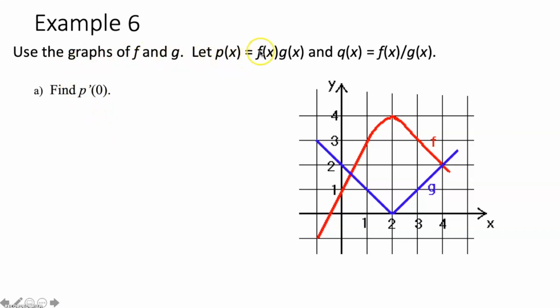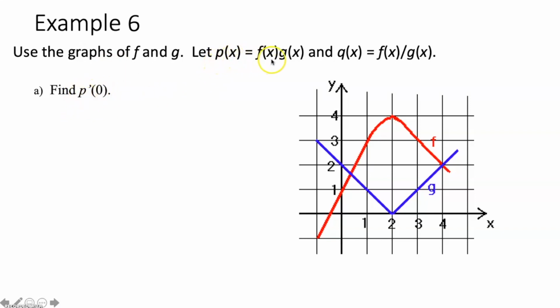Let p of x equal f of x times g of x and q of x equal f of x divided by g of x. So we want to first find p prime of 0. What we need to do in order to evaluate this is find the derivative of our p function and then plug in 0 for x. So let's first find the derivative of our p function.